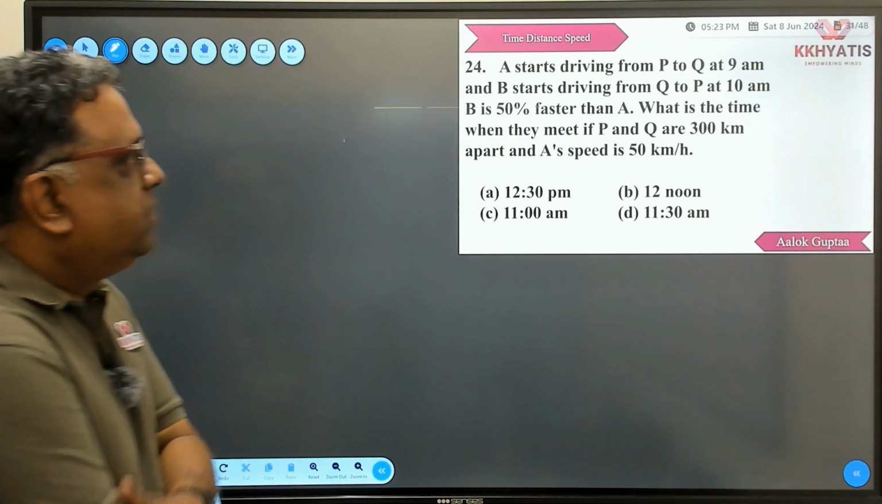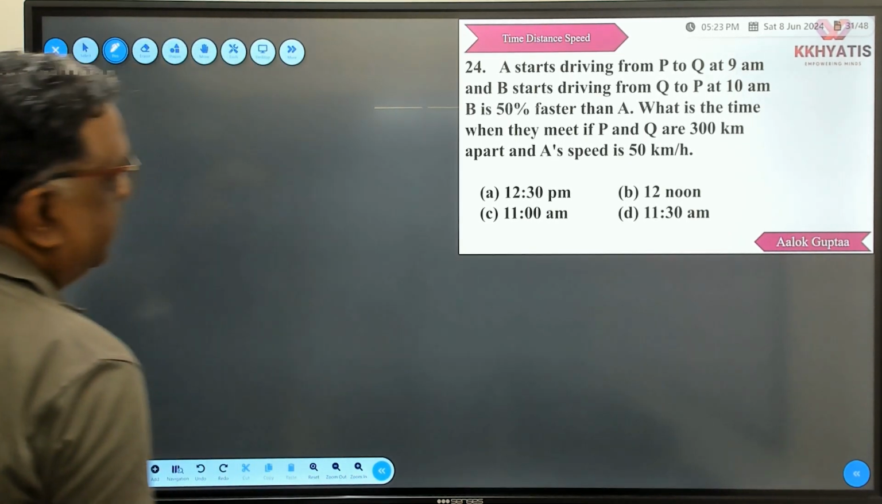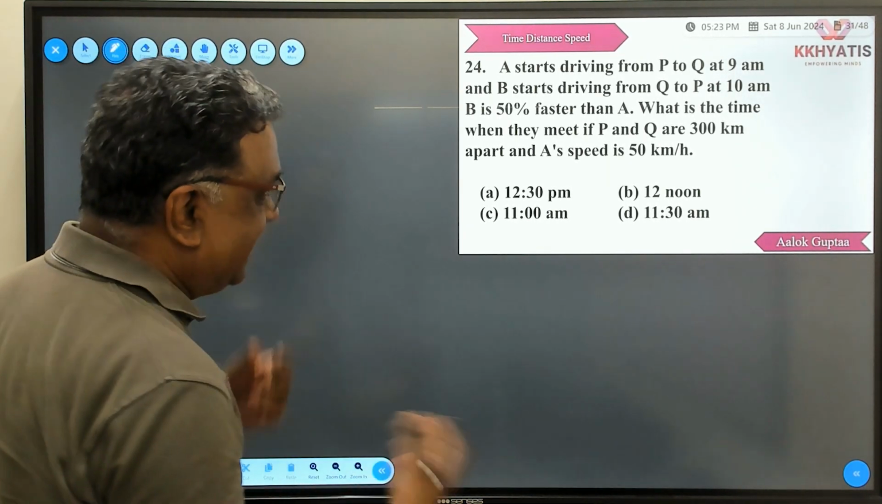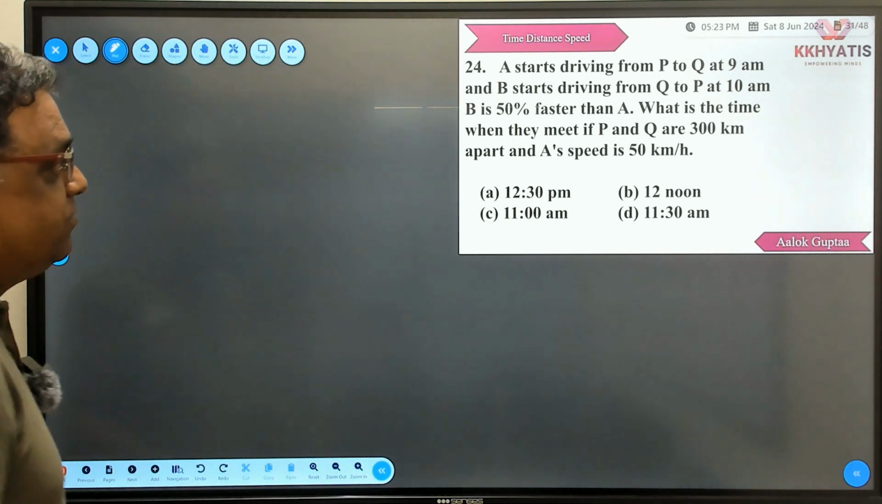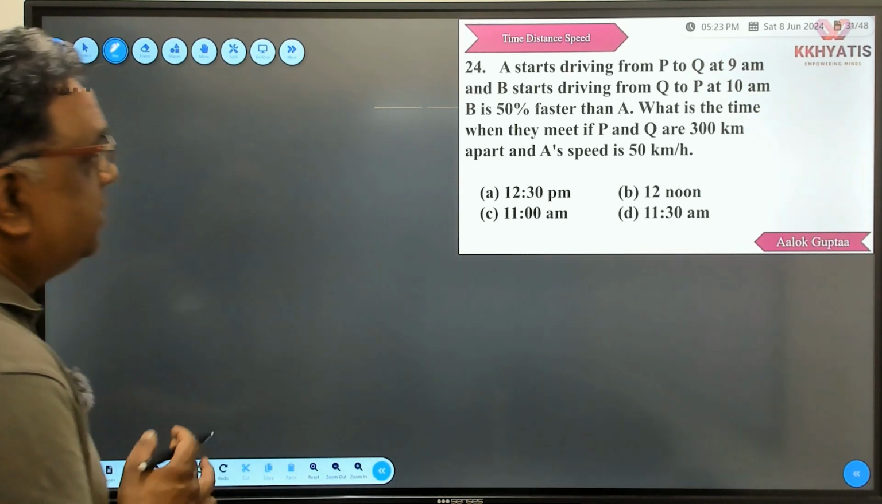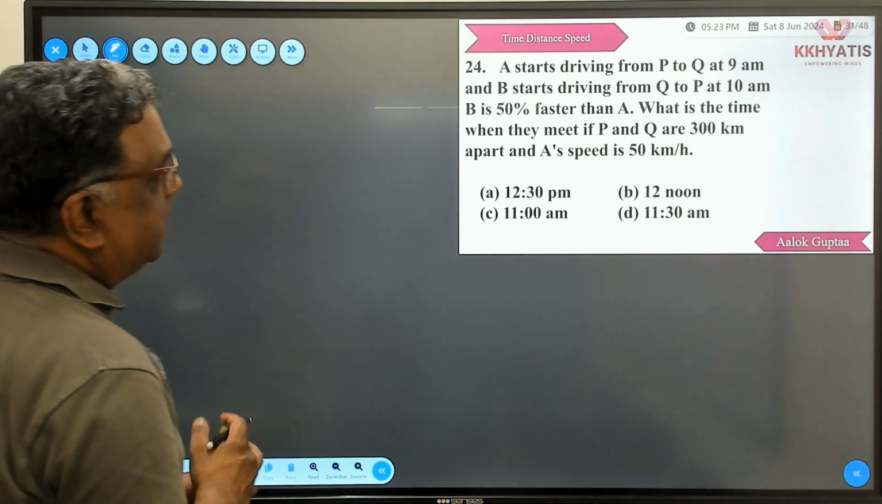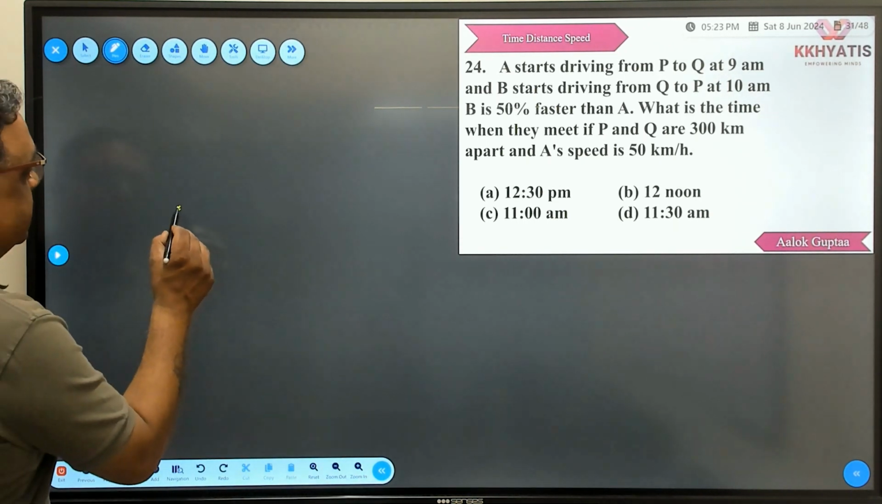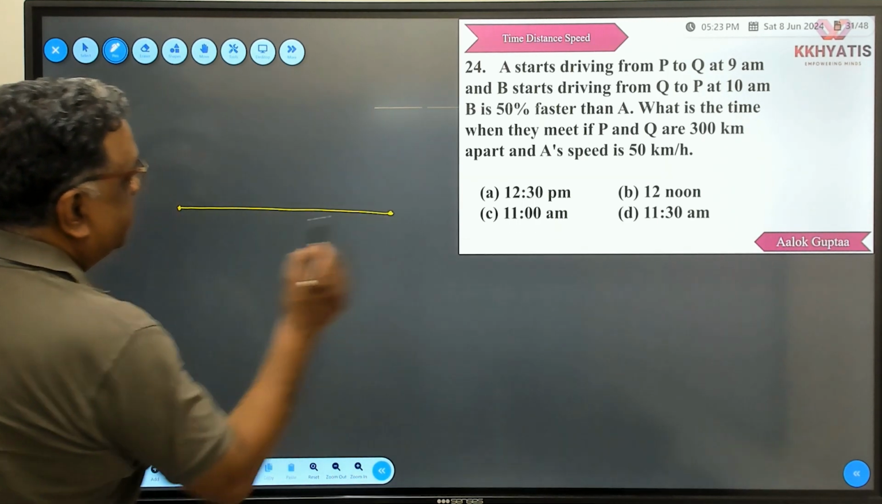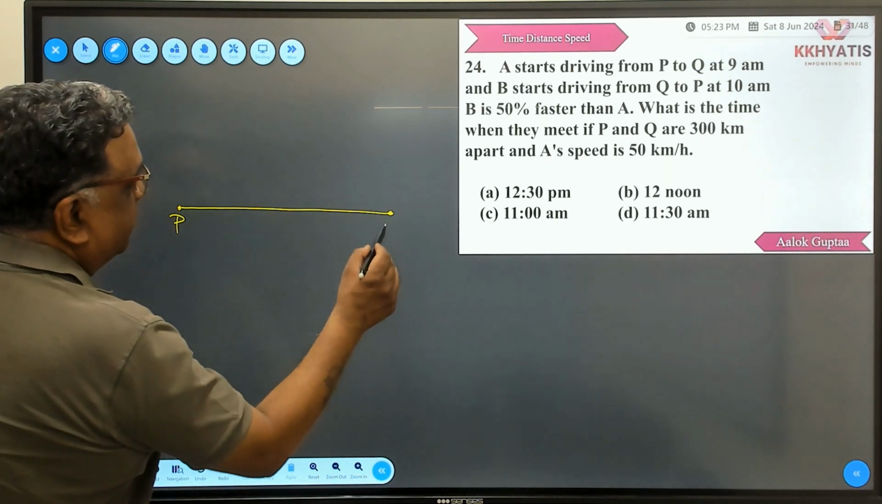A starts driving from P to Q at 9 a.m. and B starts driving from Q to P at 10 a.m. B is 50% faster than A. What is the time when they meet if P and Q are 300 kilometers apart and A's speed is 50 kilometers per hour? So there are 2 points, P and Q.